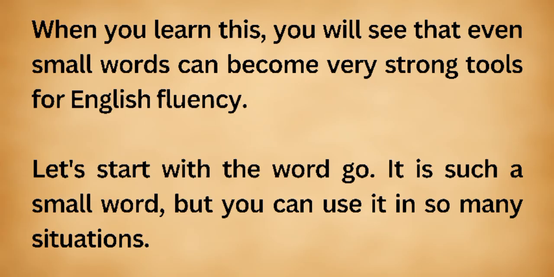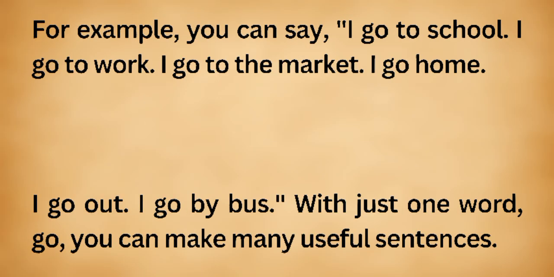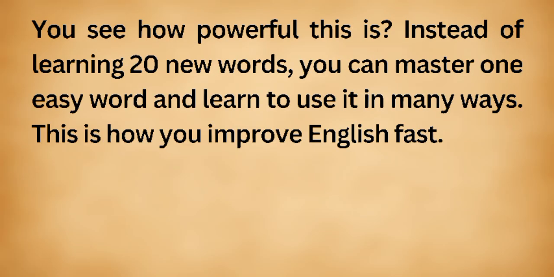Let's start with the word go. It is such a small word, but you can use it in so many situations. For example, you can say, I go to school, I go to work, I go to the market, I go home, I go out, I go by bus. With just one word, go, you can make many useful sentences. You see how powerful this is? Instead of learning 20 new words, you can master one easy word and learn to use it in many ways. This is how you improve English fast.